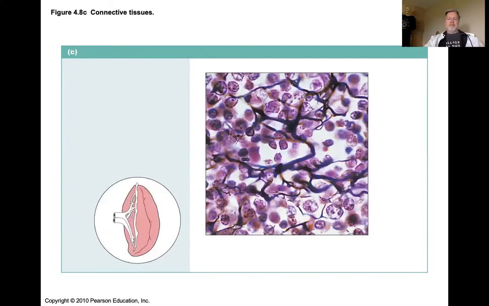Okay, let's keep moving. This is reticular connective tissue. Reticular because those are reticular fibers. And then the cells that we see in there, I'm sure they're just a fibroblast. Anyway, these are found within lymph nodes, bone marrows, and the spleen.